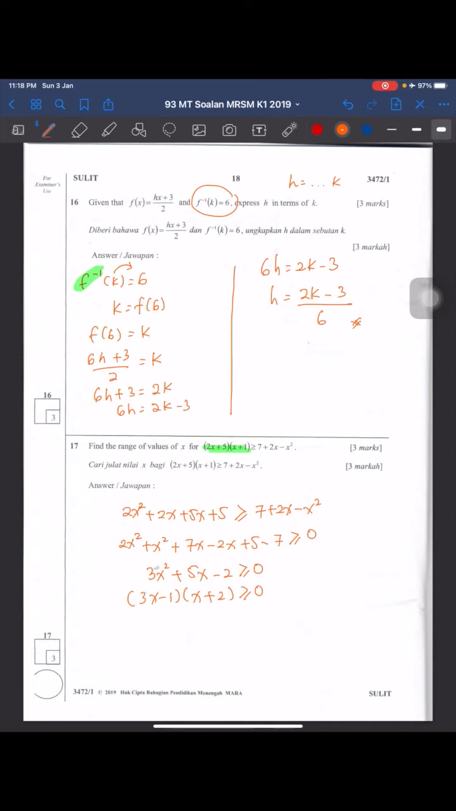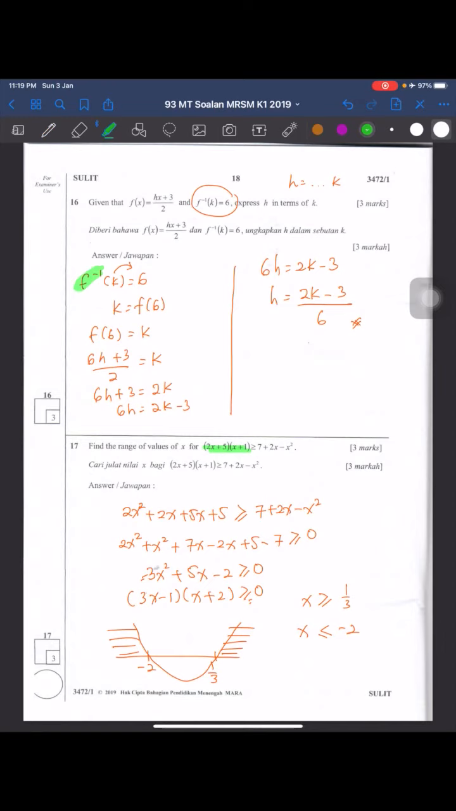Macam biasa kita lukis. So this is negative 2. This is 1 over 3. Dan A kita positif kan. So dia adalah senyum. More than, so lorek di luar. So we have two values of x. So x is more or equals to 1 over 3. Satu lagi, x is less or equals to negative 2.